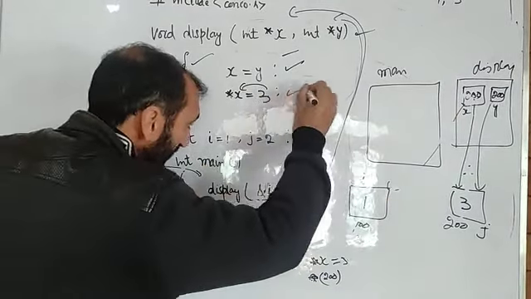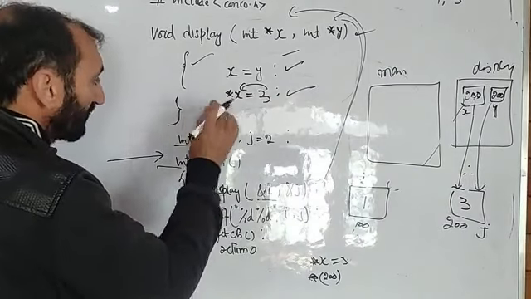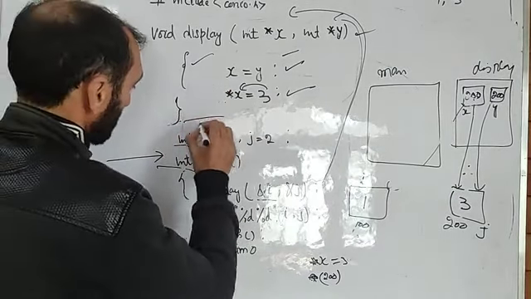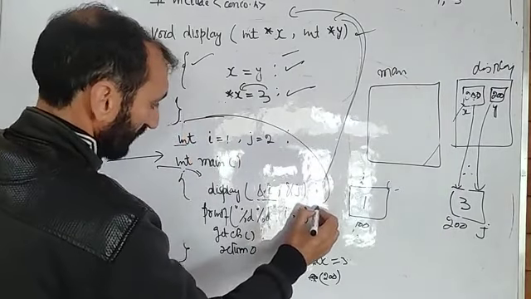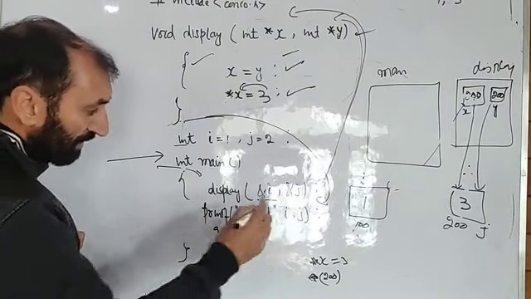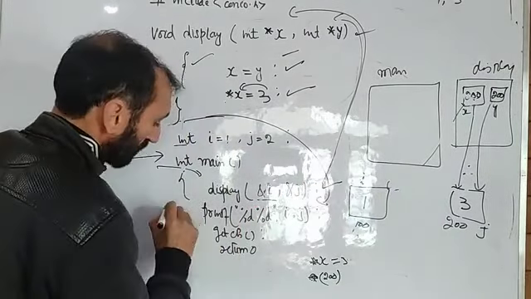And after execution of this line, automatically, since there is nothing after this, the control will go back to the calling function. Control gets back from the called function. After execution of this line, the control will reach here.